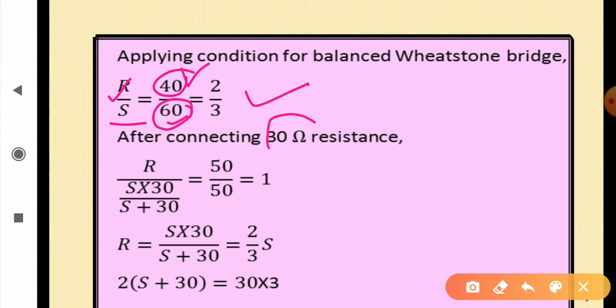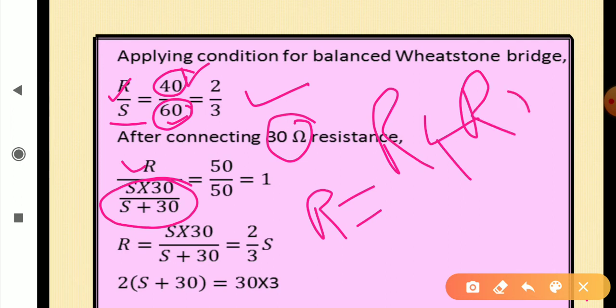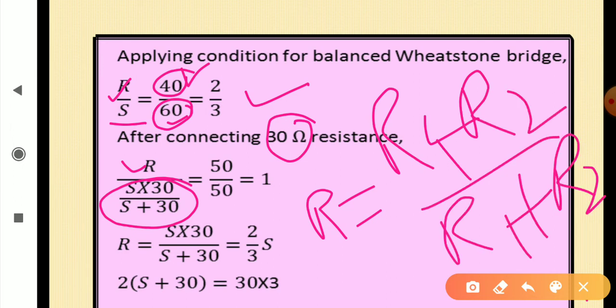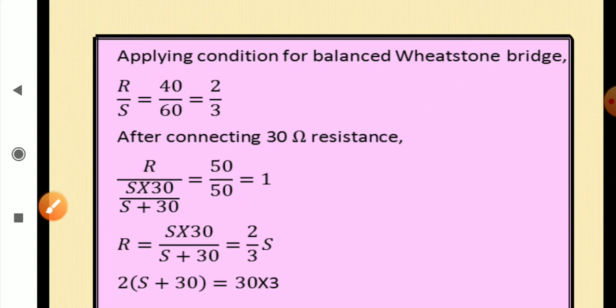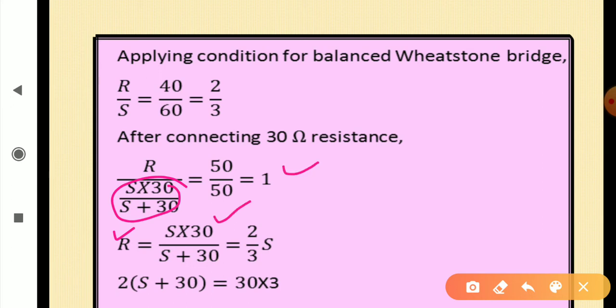Now after connecting 30 ohm resistance, R is same, no problem. But in place of S, we will have the parallel combination. And parallel combination, you know that resultant is R1 R2 upon R1 plus R2. So now we'll get S into 30 upon S plus 30 is equal to. Now the balancing length is 50 centimeter, and if it is 50 for R, it will be 50 for S, the parallel combination also, because the total length is 100 centimeter, 1 meter, and this is equal to 1, right? So from here, just cross multiply and you get R is equal to S into 30 upon S plus 30.